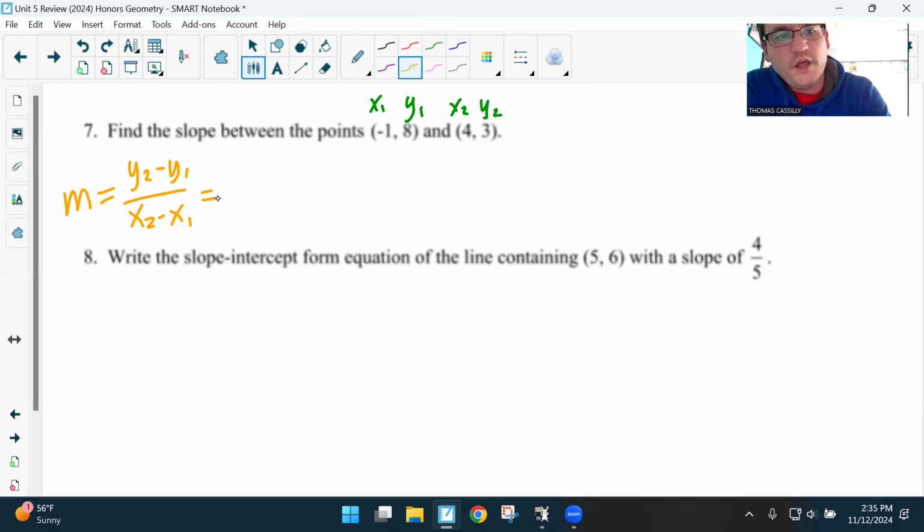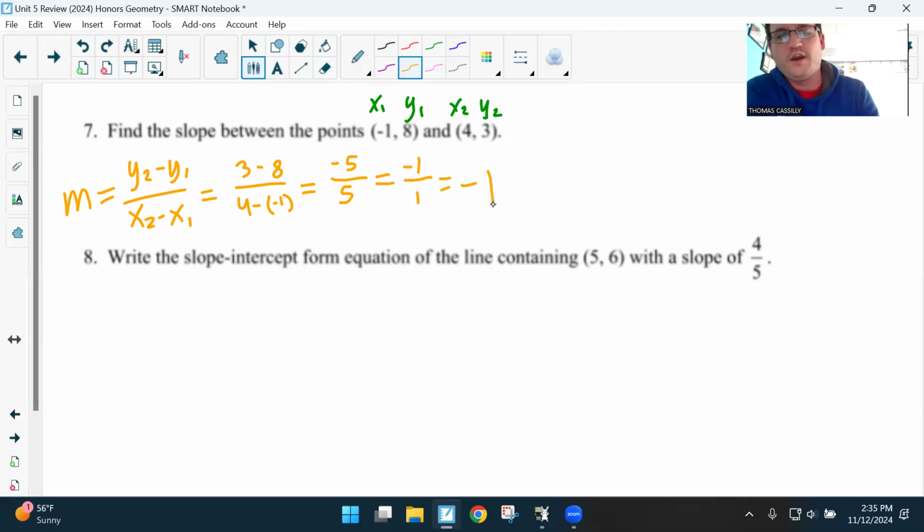So plugging this in, we got 3 minus 8 over 4 minus -1. You could call it 4 plus 1 if you want, but sticking to the formula, that's what it's going to look like. So 3 minus 8 gives us a -5. 4 plus 1 gives us a +5. That simplifies down to -1 over 1, or simply -1. It has a slope of -1. All right, so I think I did all of that correctly. I'm doing this for the first time, so I'm winging it here.